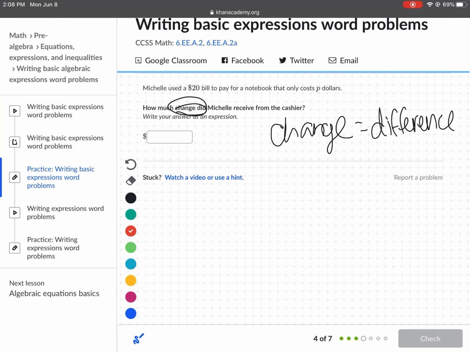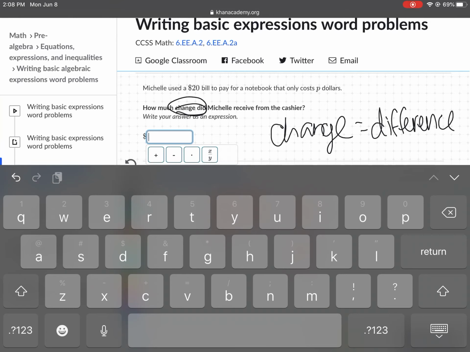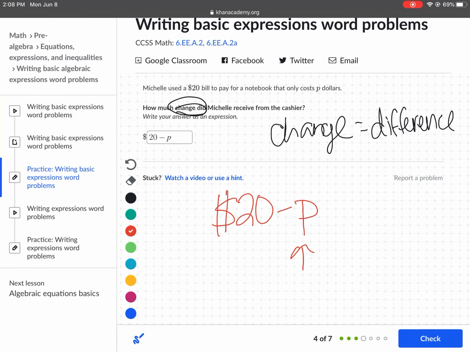Okay, and so she's going to give this man the $20. And he's going to give her back the difference between the cost of that notebook and the $20 that she gave him. Okay, so I'm thinking 20 minus, what letter did they let us use? P. So let's check it. I'm nervous. Oh, yay, I got it right. Okay, so let's go to the next question.